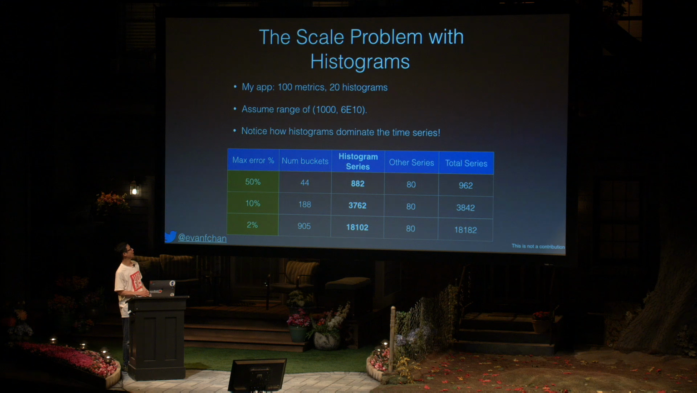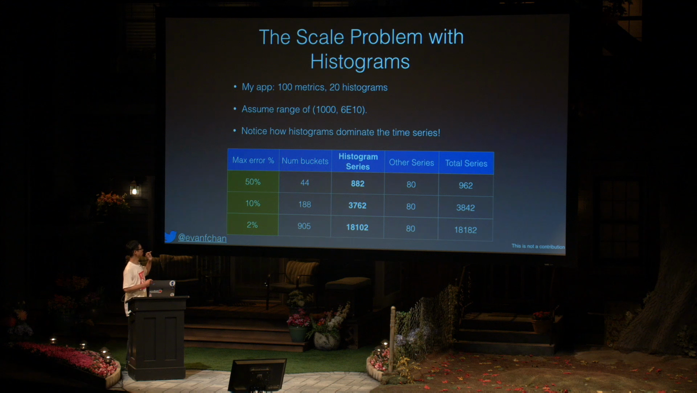So let's look at the scale problem a little bit. Let's say that I have an app which has 100 metrics, a nice round number. And let's say 20 of them are histograms. They measure latency or whatever it is, right? And let's say I'm talking about the same range again, from 1 microsecond to 60 seconds. Let's look at how the number of time series scales with different amounts of error that we want to tolerate. At 50%, we need 44 buckets per histogram. Even at that level, the number of time series needed for histograms already completely dominates all of the other ones. It's about a 10-to-1 ratio, even though histograms are only 20% of the metrics.